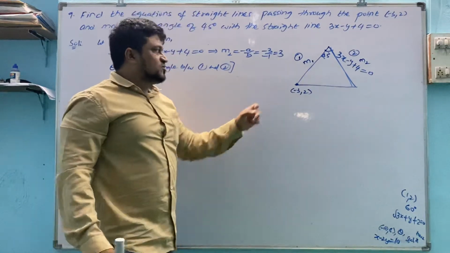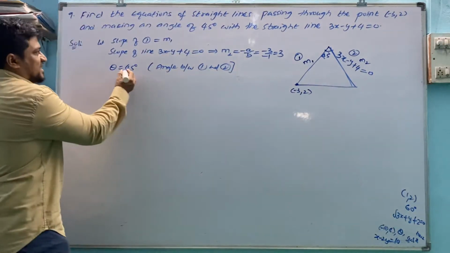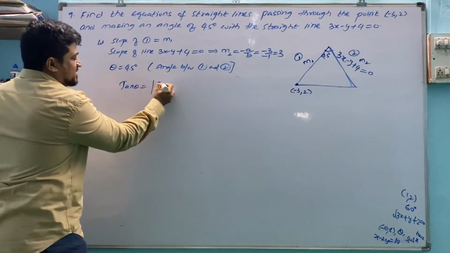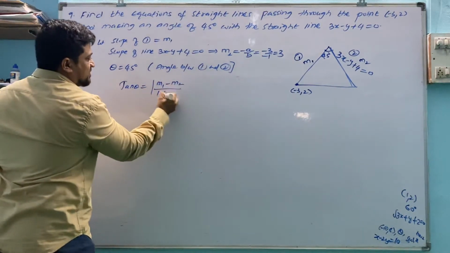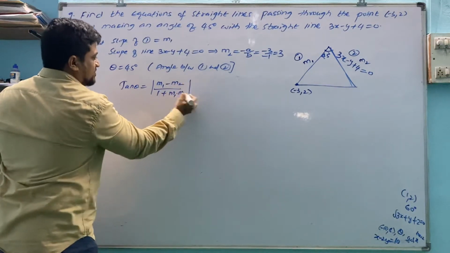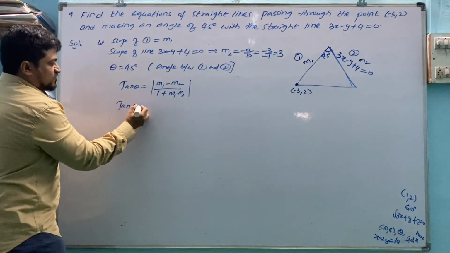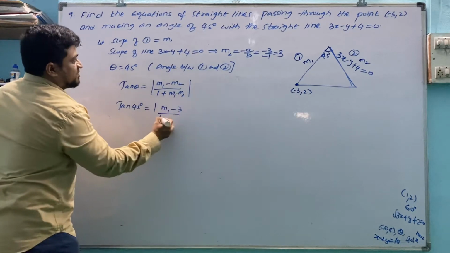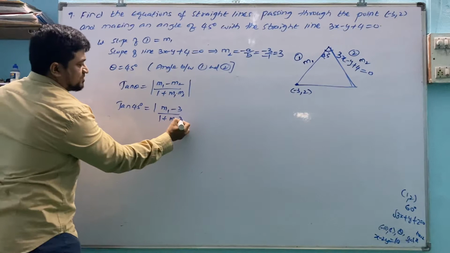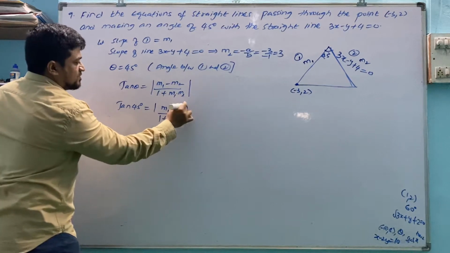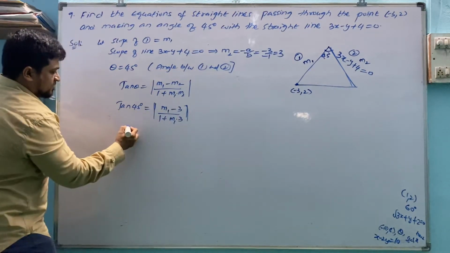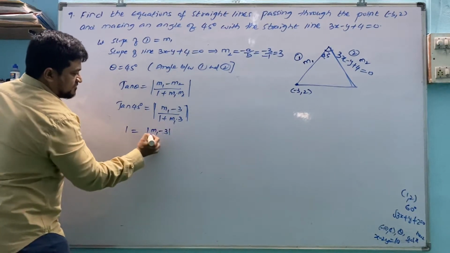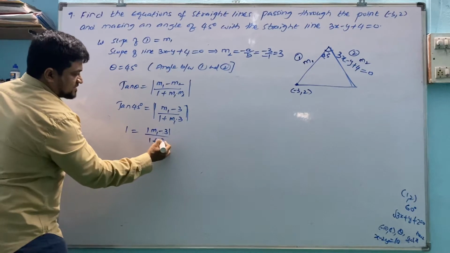Now what we have to do? When theta is given, m1, m2 is given, we have to use the tan theta formula. Tan theta equals modulus of (m1 minus m2) by (1 plus m1 into m2). Tan theta value is tan 45 degrees, which is 1, equals (m1 minus 3) divided by (1 plus 3 m1).